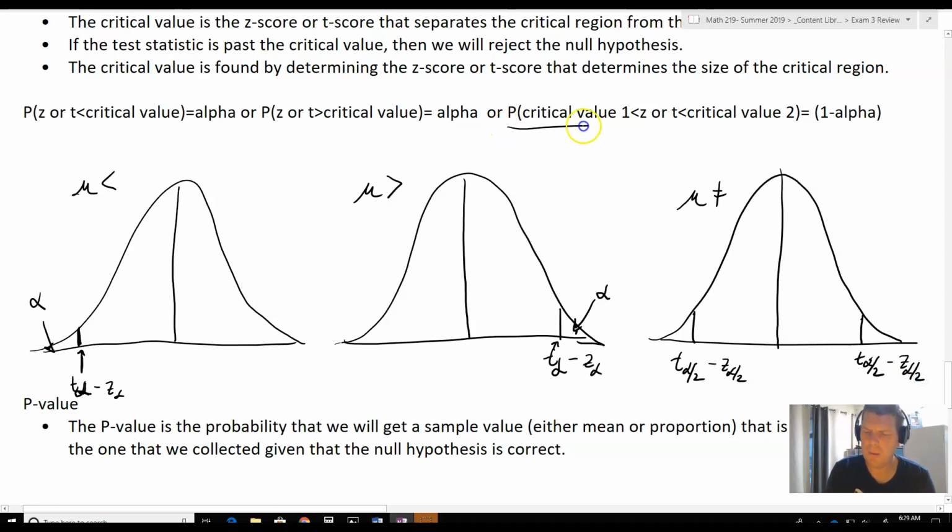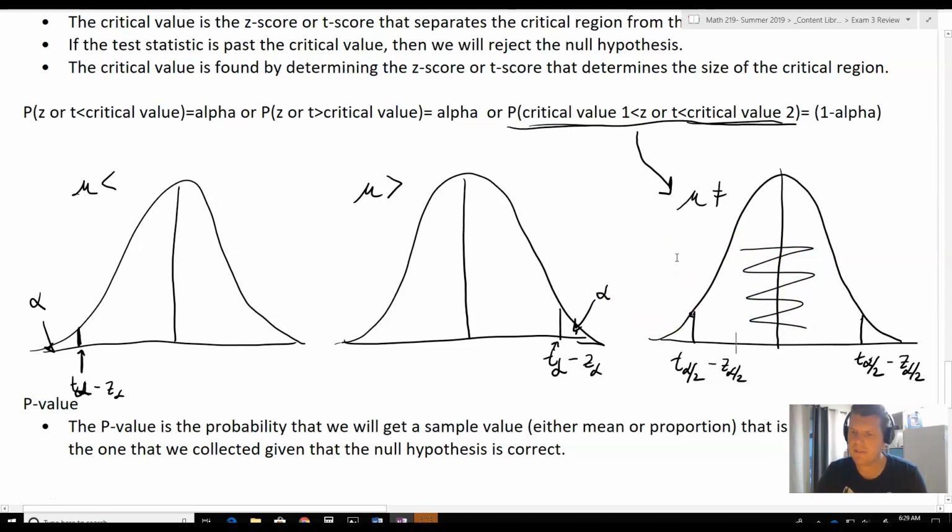Notice up here, when I find the critical value for a two-tailed test, that what I'm doing is I'm going to take the probability that our z or t is between two critical values, right? Because what I'm trying to do is I'm trying to find two scores, and it'll be 1 minus alpha because it's actually the size of this region right in here.